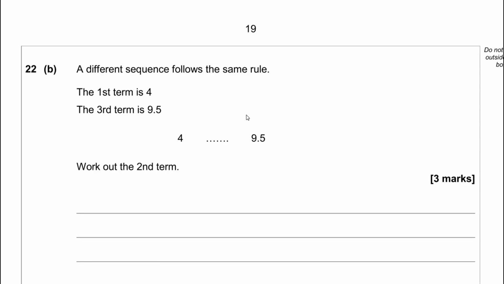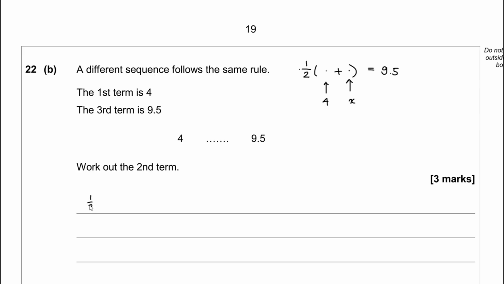And now the continuation question is, a different sequence follows the same rule. You remember the rule? Half of the sum of the previous 2 terms. So if the first term is 4, it is 4 here, and the third term is here, 9.5. And what is the second term? Should be here. Let's pick a letter for the variable, x. So we have half of 4 plus x is equal to 9.5.